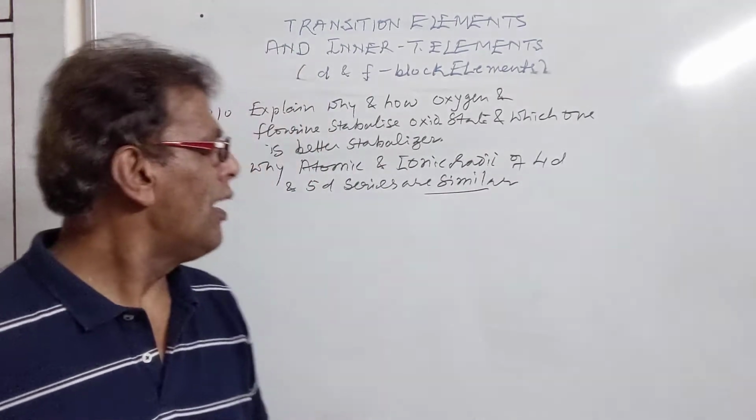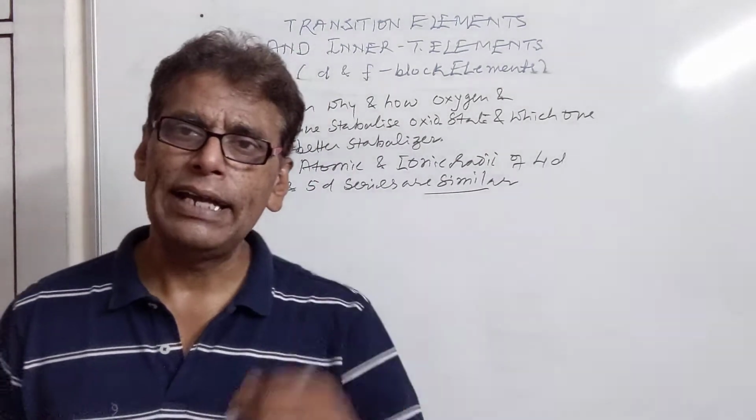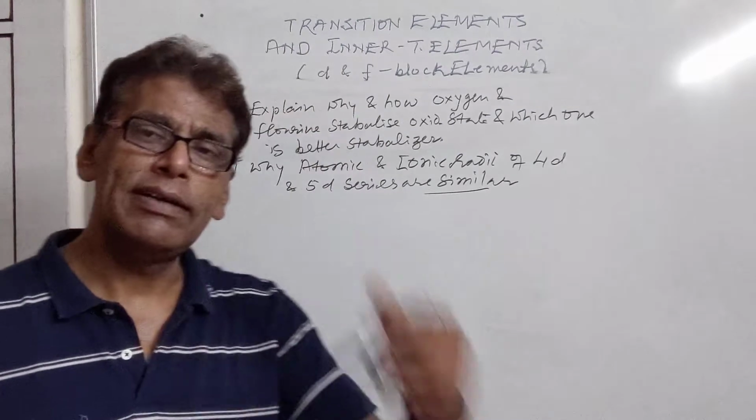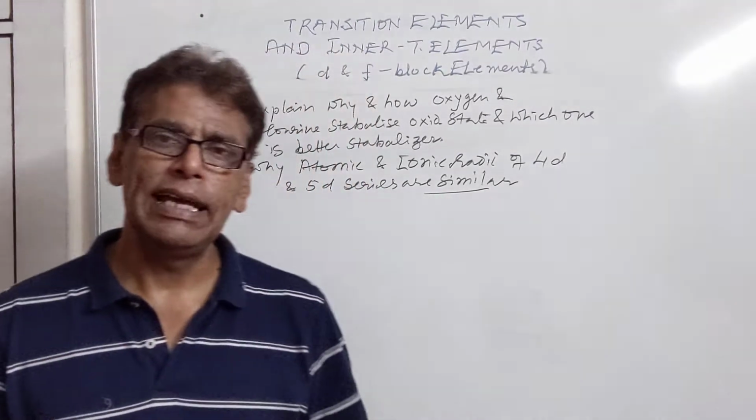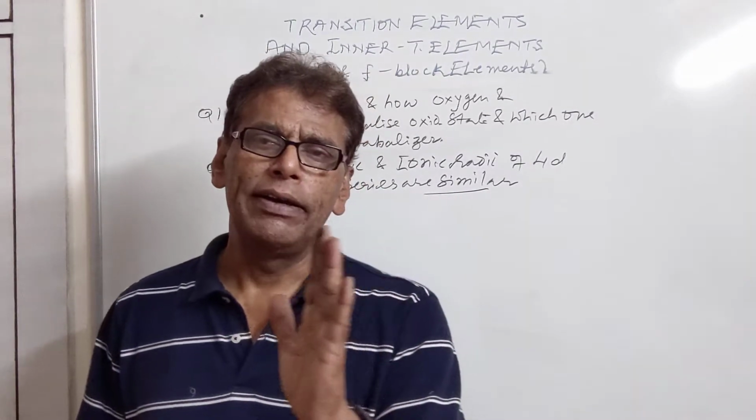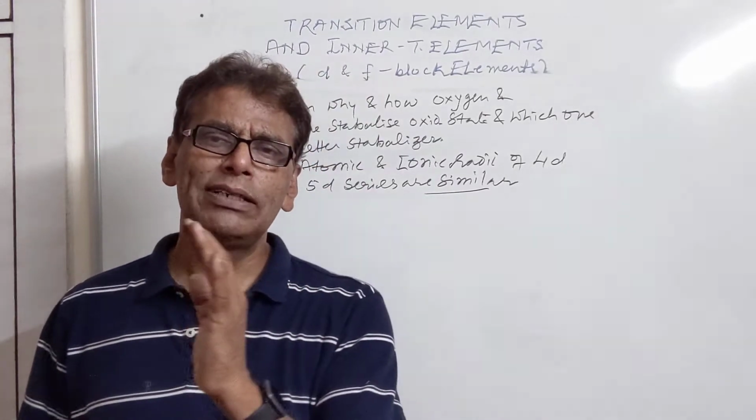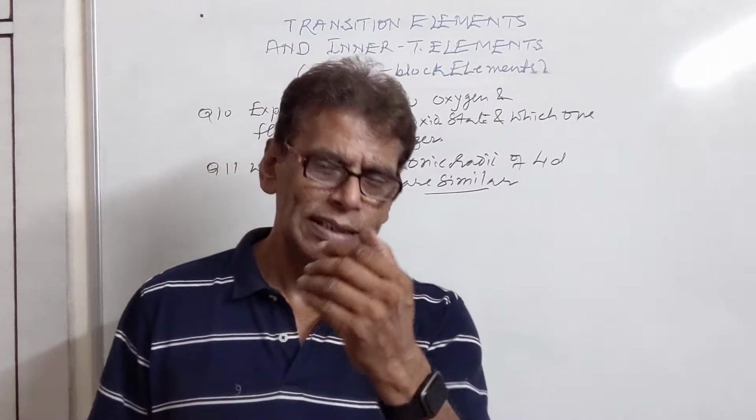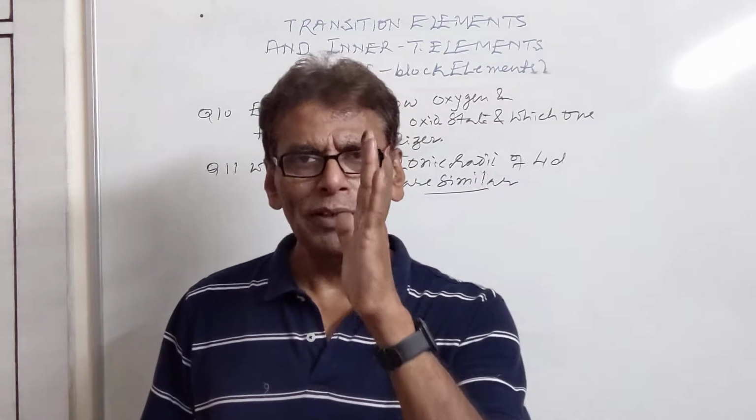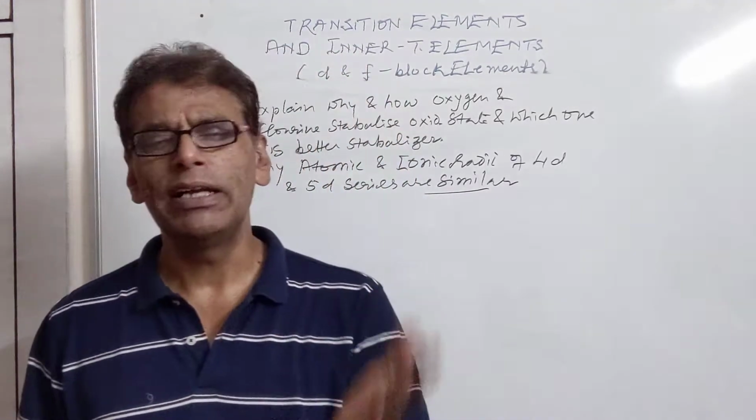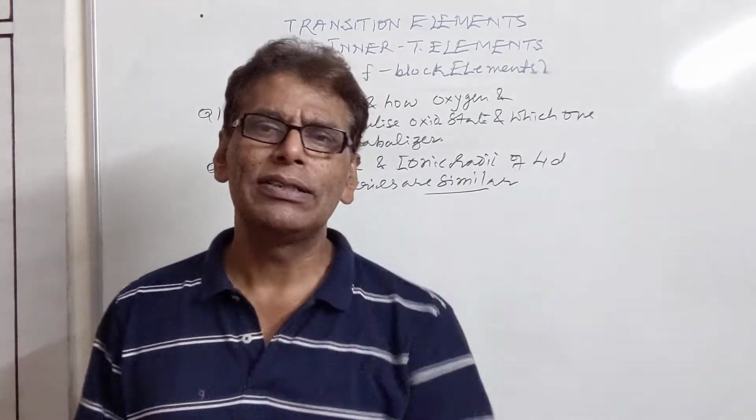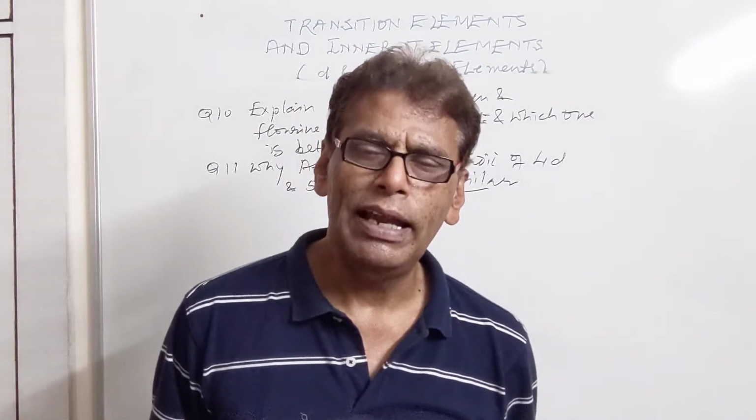So in case of the 4d series, that is the second transition series, and 5d, that is the third transition series, when we move left to right, the nuclear charge continuously increases, therefore size tends to decrease. It happens up to the middle of the series, but after the middle of the series there is a poor shielding effect of the f subshell electrons.